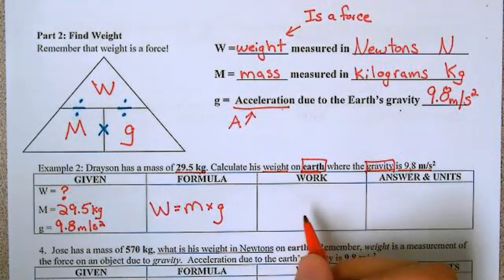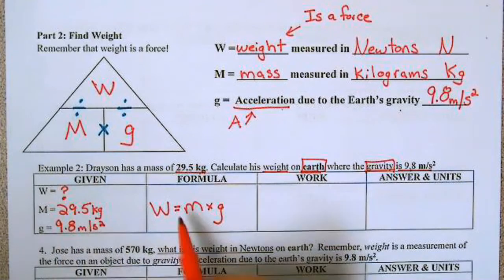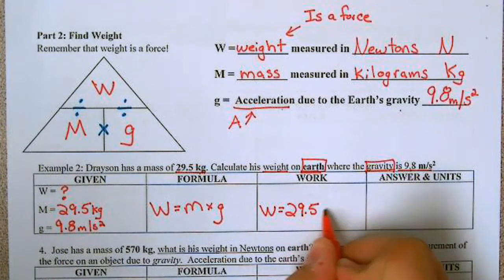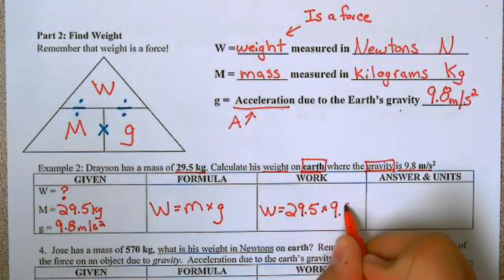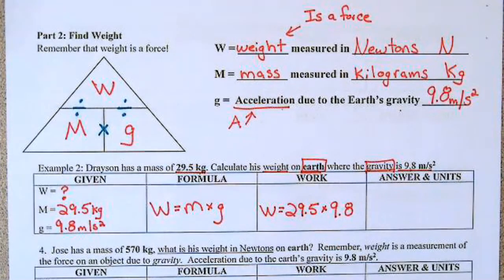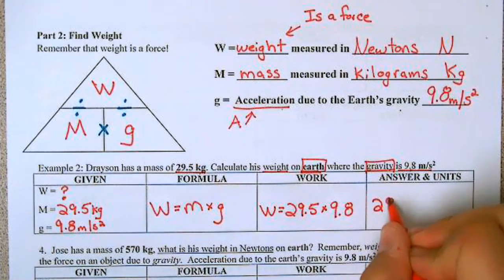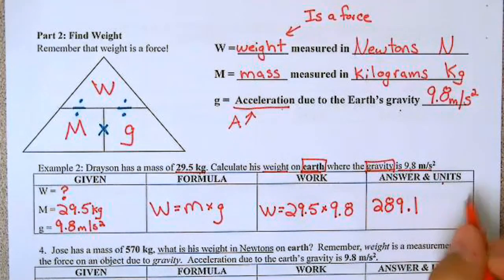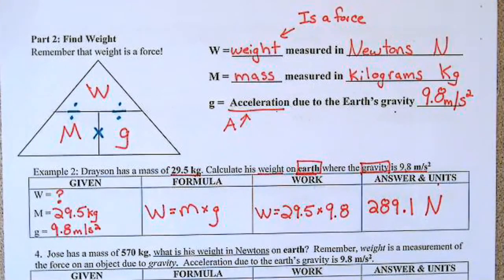Okay, so the next one, we're going to show our work. We're going to take these numbers and plug them in. So weight equals 29.5 times 9.8. We're going to take those numbers, plug them into our calculator. So 29.5 times 9.8 gives you 289.1. And what's the unit for weight? Newtons. Because weight is a force.